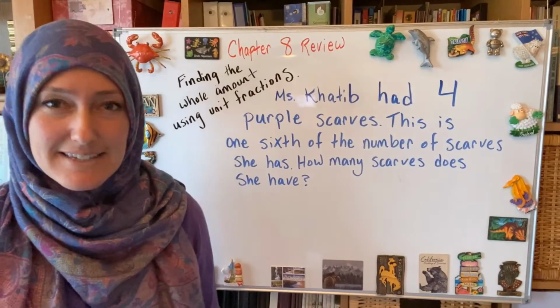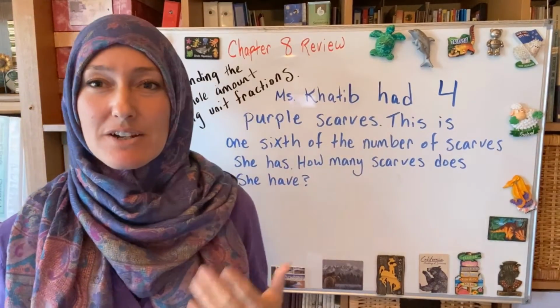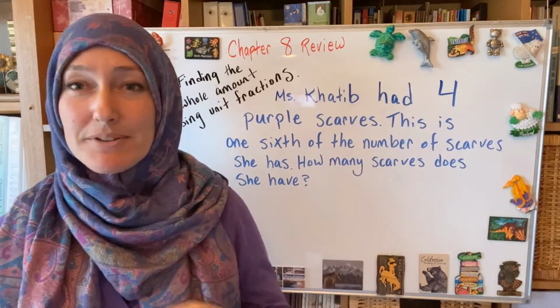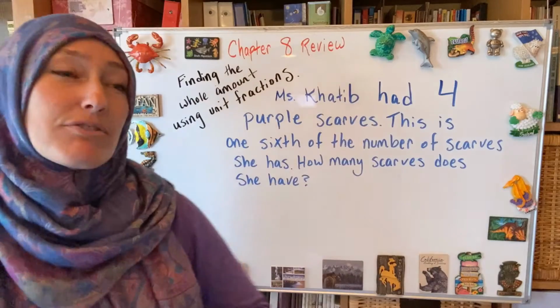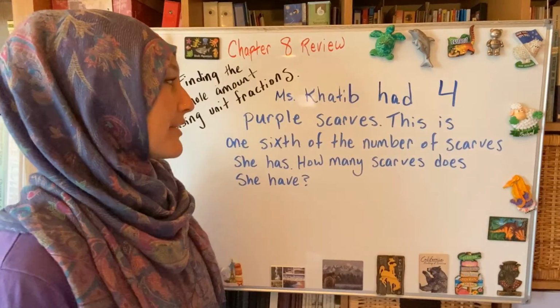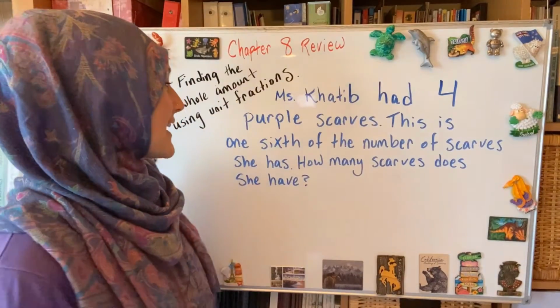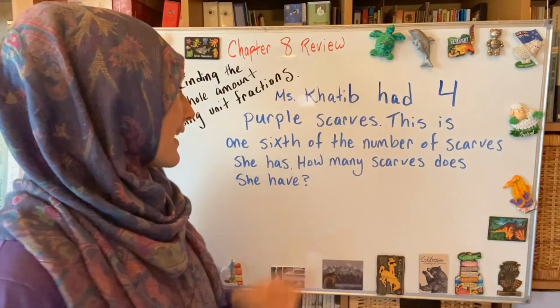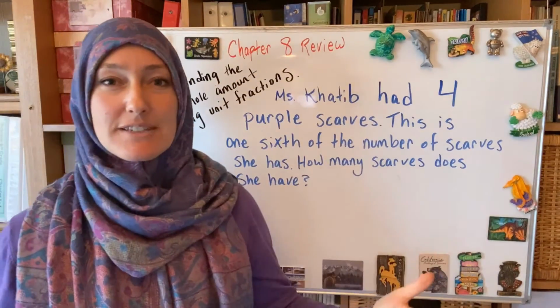This is the last lesson of the chapter. These questions are longer and it's problem solving, so you have to read the question a couple of times to really understand what it's asking you for. So Miss Khatib had 4 purple scarves. This is 1/6 of the number of scarves. How many scarves does she have altogether?